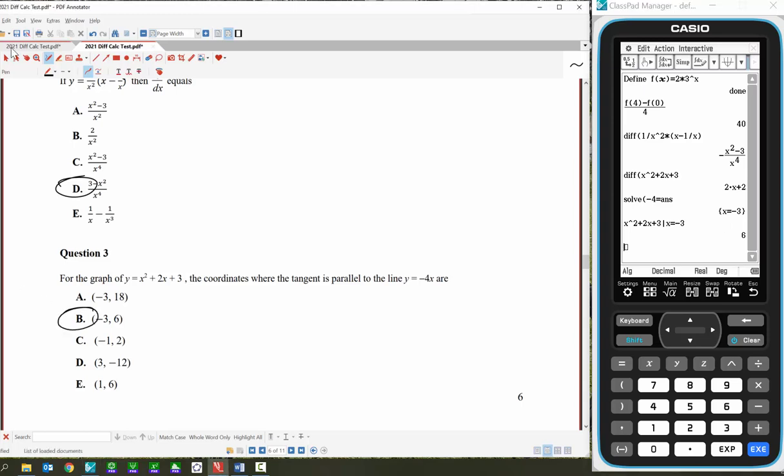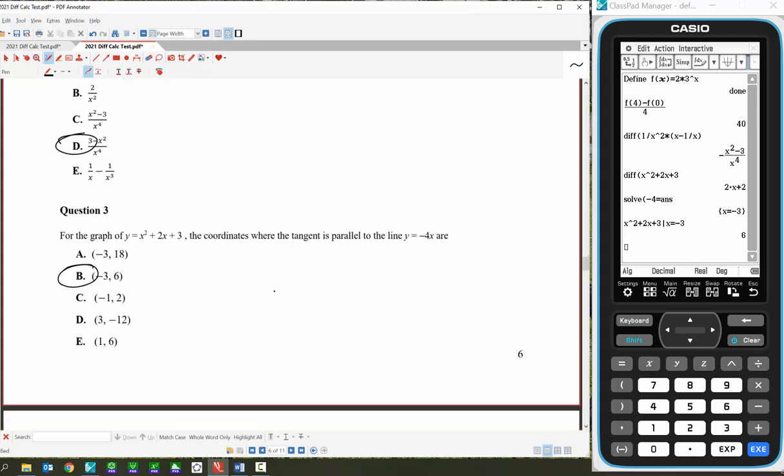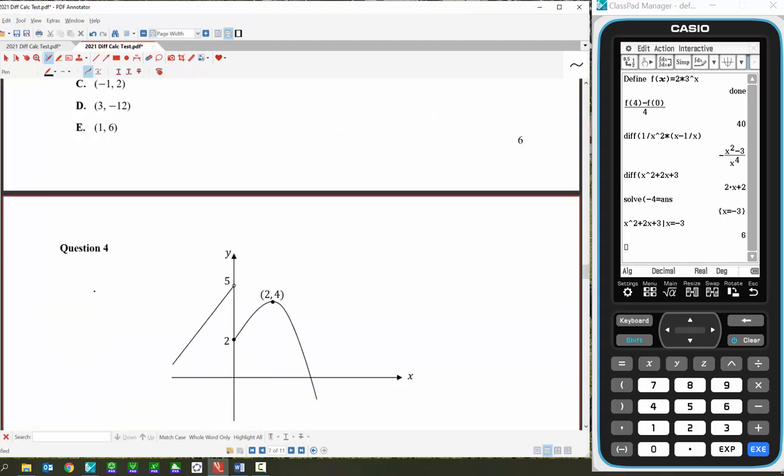Now, how would we test this out? No, we won't. Let's just trust that.